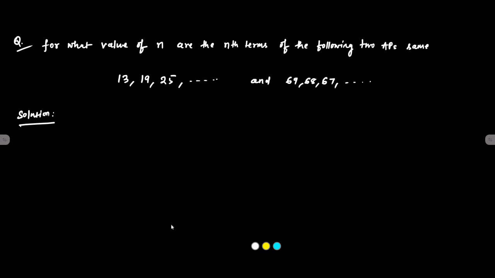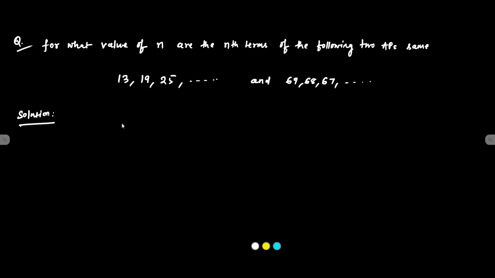So here is another question on arithmetic progression, the nth term of an arithmetic progression. It is given, for what value of n are the nth terms of the following two APs the same? The first AP is 13, 19, 25 and so on, and the second one is 69, 68, 67 and so on. So basically it is asking for what position in the two sequences the term will be the same.